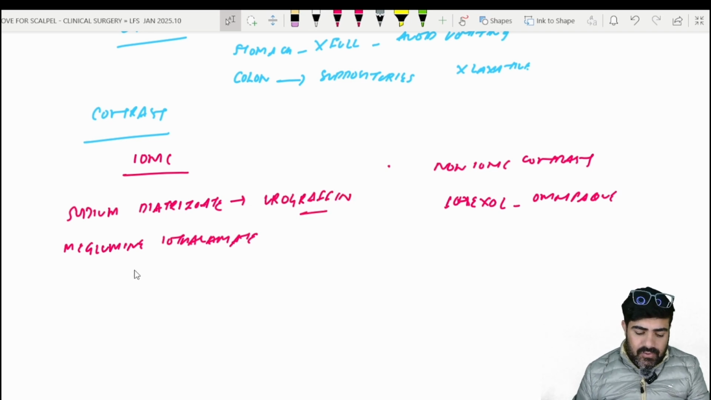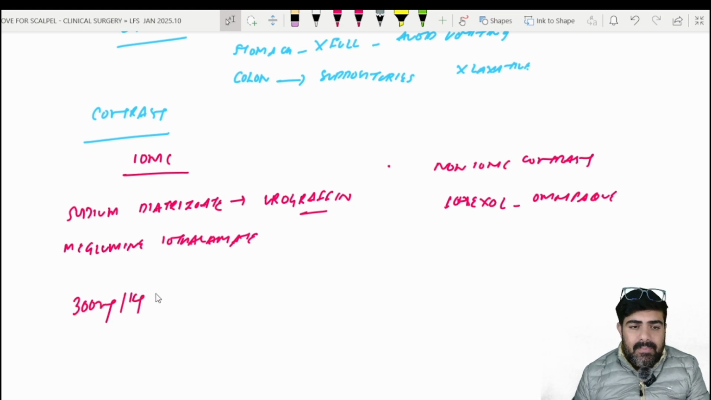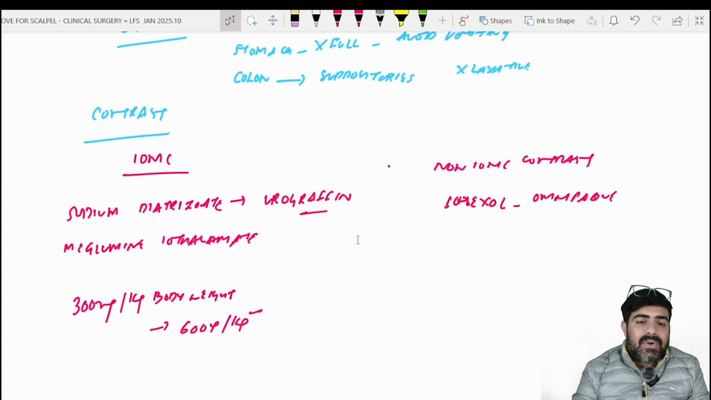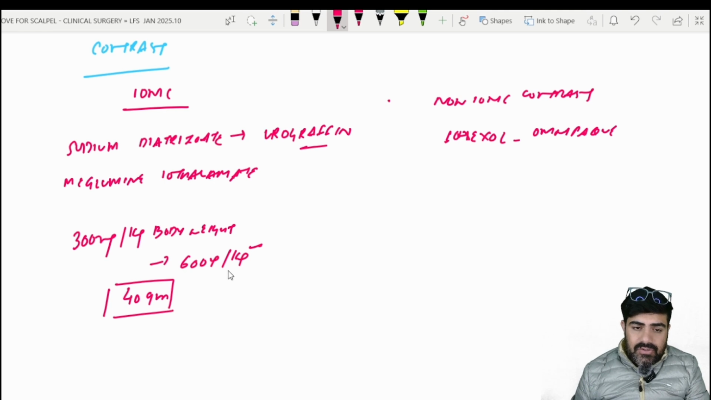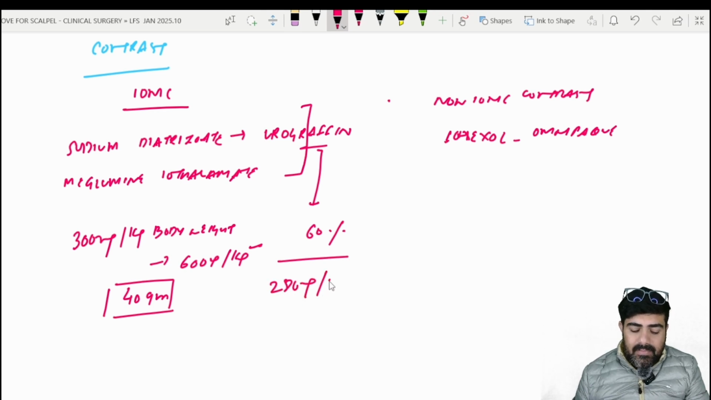Now let us discuss dosage. The maximum permissible iodine is 300 milligram per kilogram body weight, with up to 600 milligram per kilogram in well hydrated adult patients. The maximum dose should not exceed 40 gram. Now 60% diatrizoate and meglumine iothalamate is equivalent to 280 milligram per milliliter of iodine, and the dose then becomes 1 to 2 milliliter per kilogram body weight.